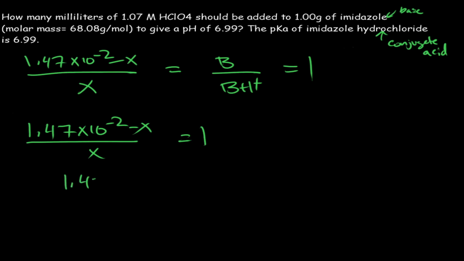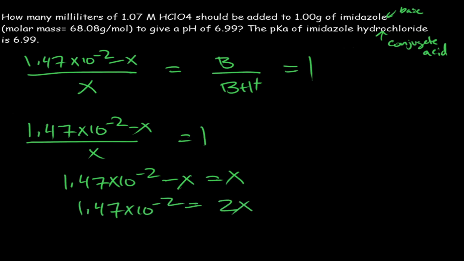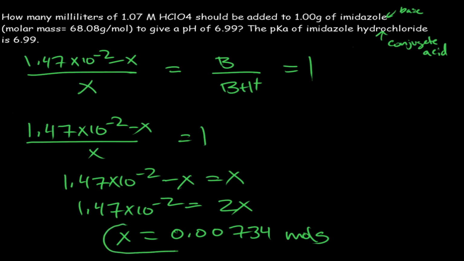So 1.47 times 10 to the negative 2 minus x will equal x if we multiply x on both sides. If we bring x over to the right hand side, we have 1.47 times 10 to the negative 2 is equal to 2x. And we get a final value of x is equal to 0.00734 moles. And again, what was x? Well, we said x was the amount of acid, or HClO4, that was added to our buffer solution. So we know this is how many moles we have to add to our solution.